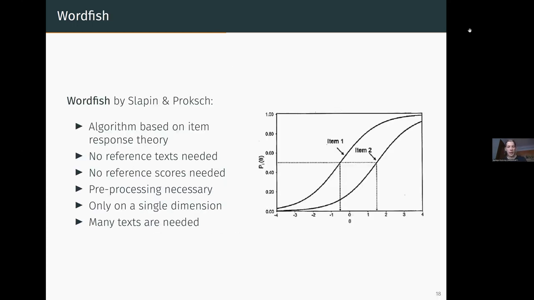Wordfish is another one in which you basically take a lot of documents that you have, and using item response theory, it basically scales them on one main underlying dimension, a single underlying dimension. And it's proven to be pretty good at this.